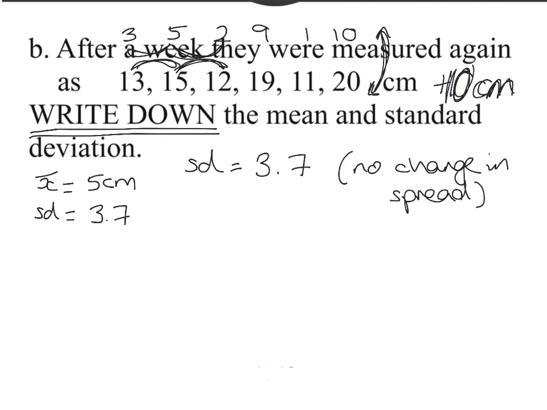Now the mean, let's go back to that example of me and my brother. Our average age just now is 30 something. In 10 years' time, our average age will be 40 something. What's happening to our ages is we're both going up by 10. Same with the height of these flowers. So the average height will go up by 10. So the new mean will be 15 centimetres.